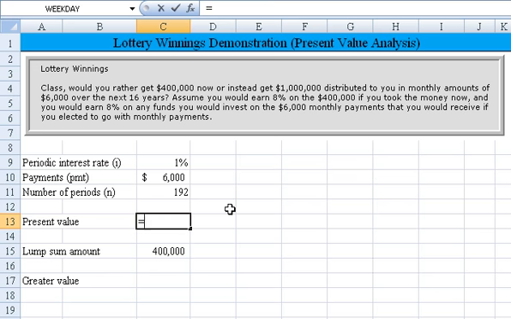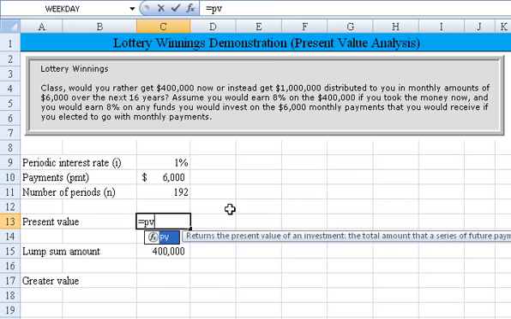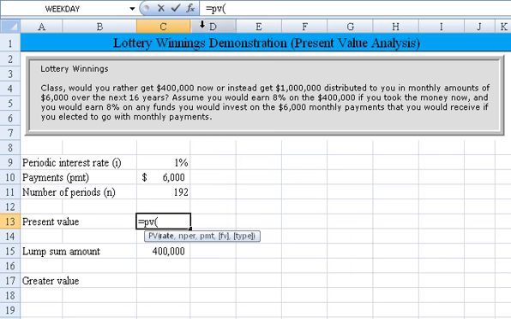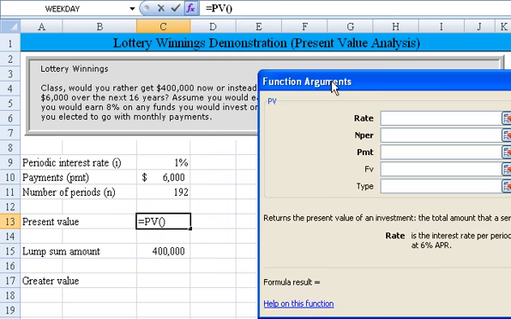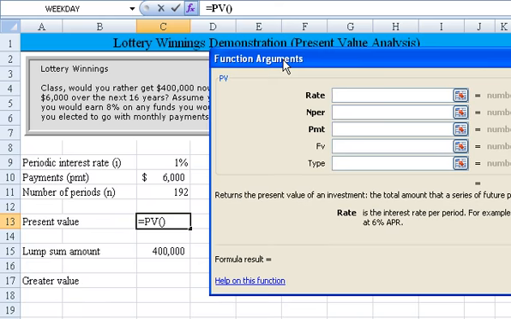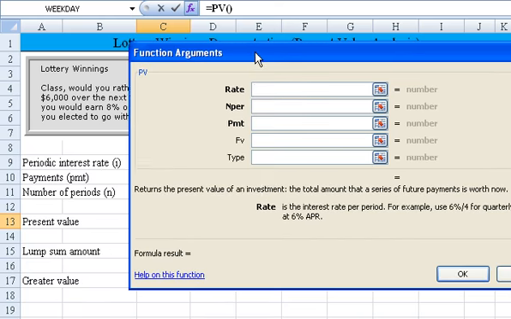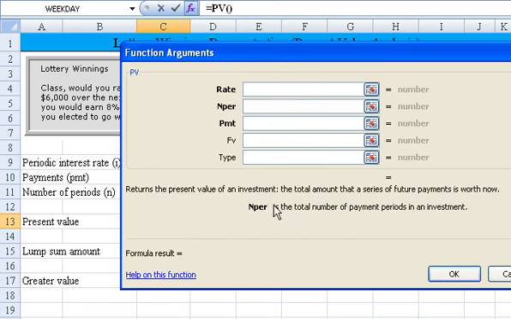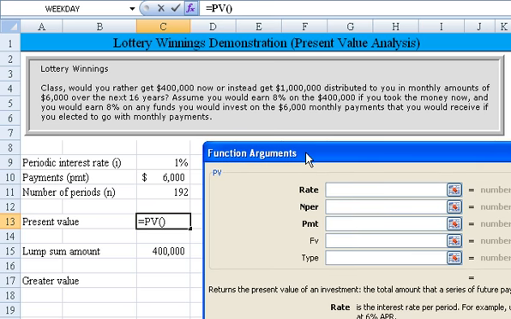I'm going to type in equal PV, hit the left paren, and I'm going to move up to the formula bar, which you can see right at the top of the screen, so that it pulls up a function argument, and now we can fill those in. And let me move this over, and you can see Excel will tell you a little bit about what each parameter needs to be.